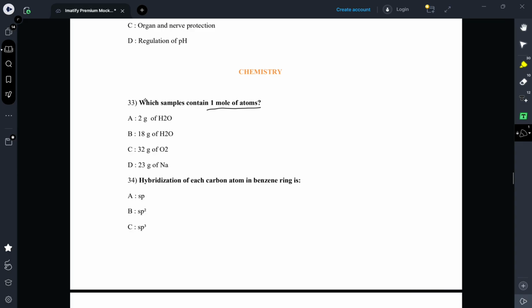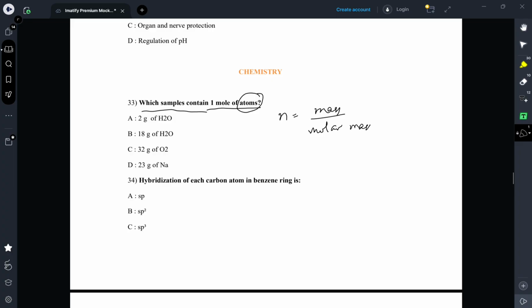You have to read the question really carefully. They ask for atoms, not molecules, so you must make sure that you read the question carefully. Now they have given us grams, all the quantities are in grams. So you must recall the formula: moles is equal to mass over molar mass.